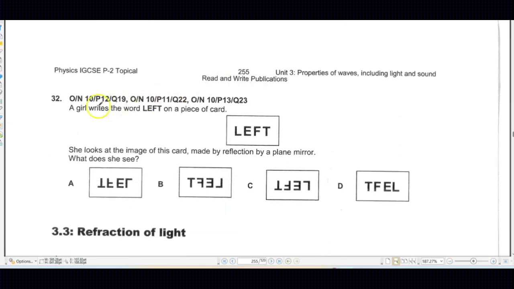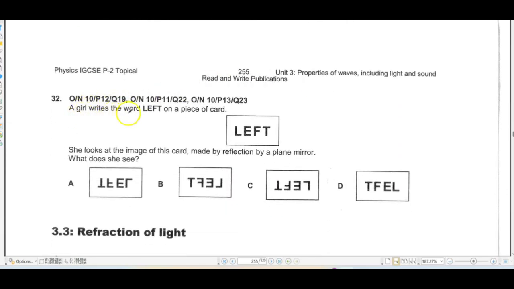Question number 32. A girl writes the word left on a piece of card. She looks at the image of this card made by the reflection by the plane mirror. What does she see? Now, all the options that have upside down letters are going to go out. So this and this are going to go out. In this one the spellings have changed only. So B is the correct option where all the letters are upright and laterally inverted.